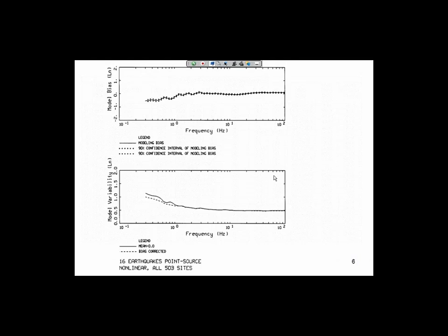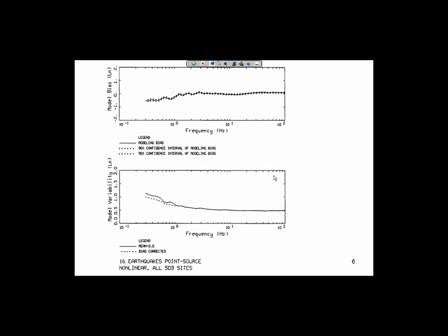And then from 1 hertz to shorter frequencies or longer periods, the point source model overpredicts the data. And this is the reason why Gail Atkinson went to a double corner model, looking at these types of results from the point source model. Below that, we show model variability, which is roughly about 0.5 and increases as frequency decreases or period increases. And this is for 16 earthquakes. So that's from the point source model.